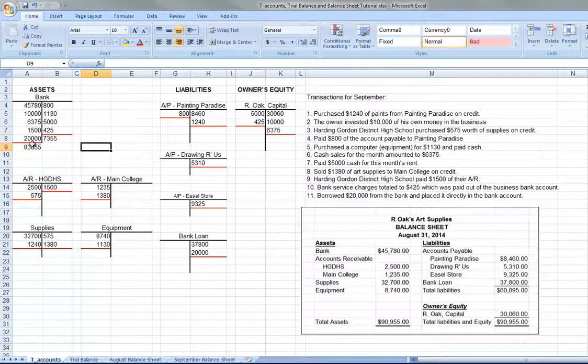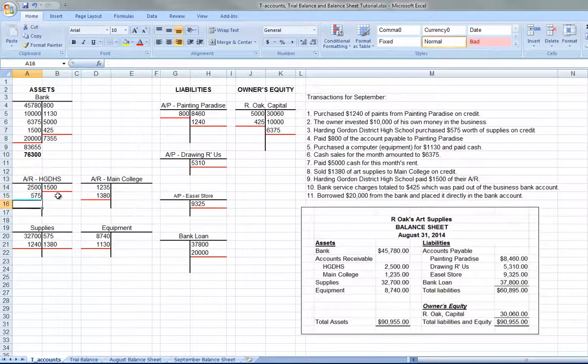And then notice that this number is, of course, a lot bigger than this number. So the new balance on the bank account would be this 83,655 minus the 7,355. So we'll put that here. So equals, and it would be A9 minus B8. And so 76,300, sorry, is the new balance for the bank account.